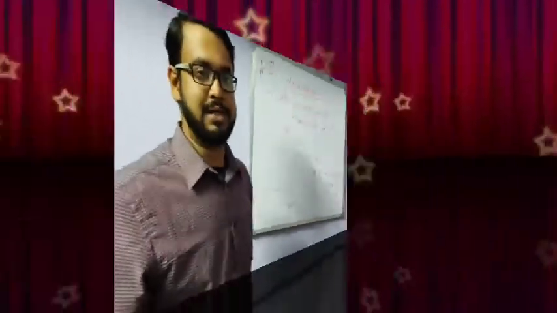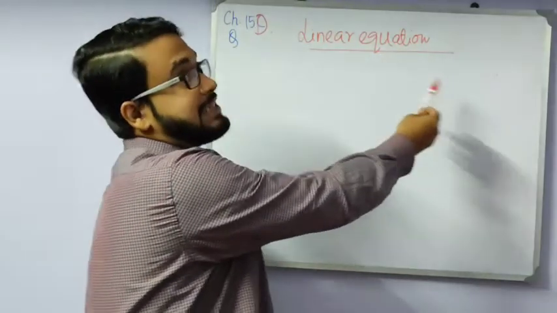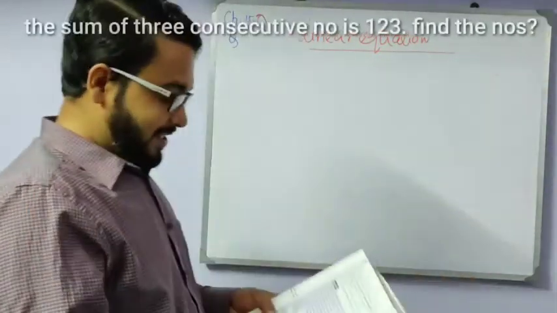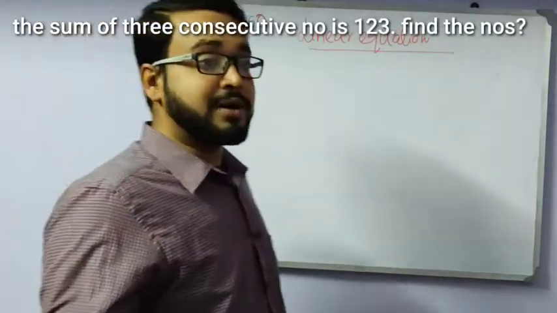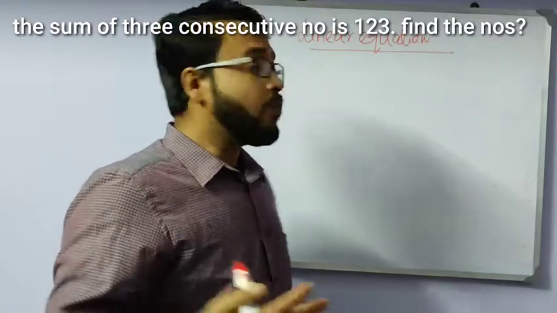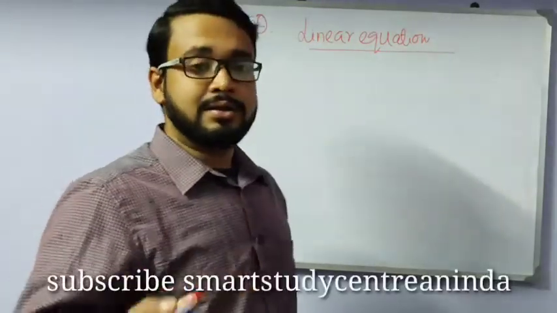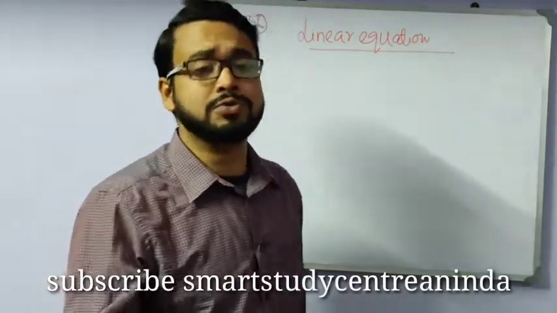The sum of 3 consecutive numbers is 123. Find the numbers. So 3 consecutive numbers means 1, 2, 3. These are consecutive. Say 4, 5, 6 are consecutive. 11, 12, 13 are consecutive.